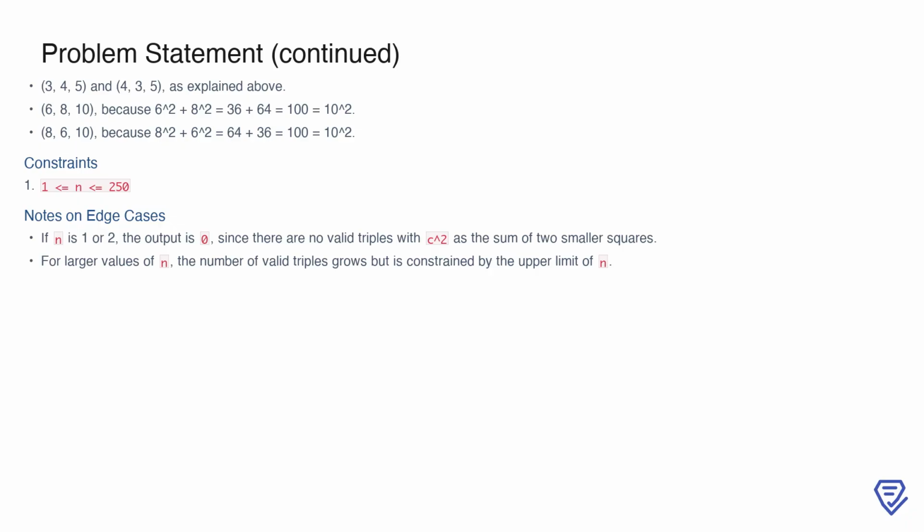The constraints specify that n can go up to 250, so the number of triples grows as n increases. However, if n is very small, such as 1 or 2, there are no valid triples because the sum c² cannot be formed. This means the output in those cases would simply be 0.